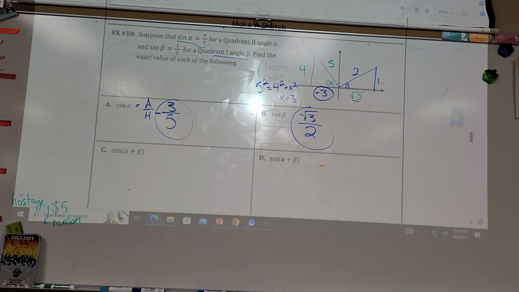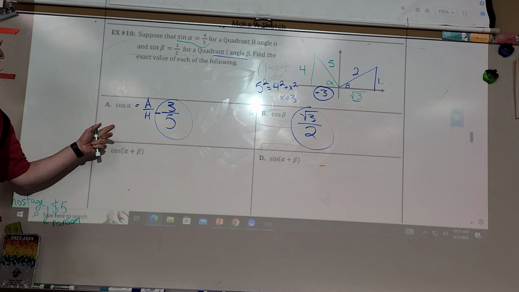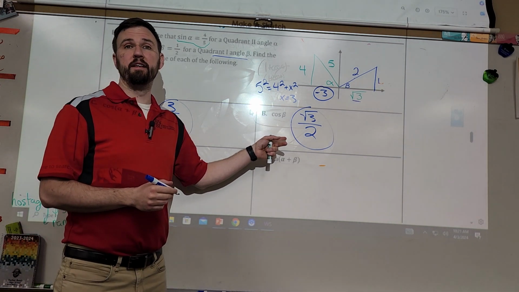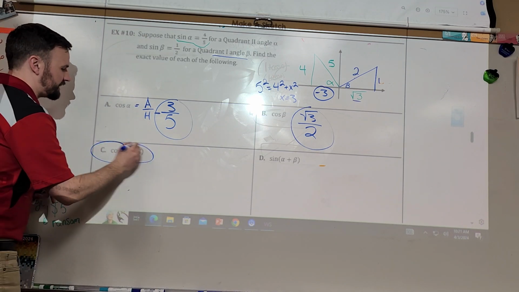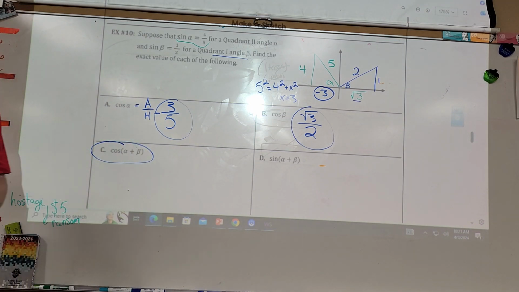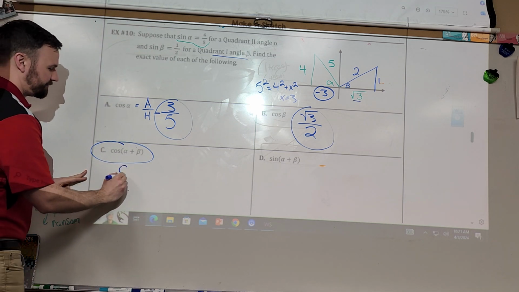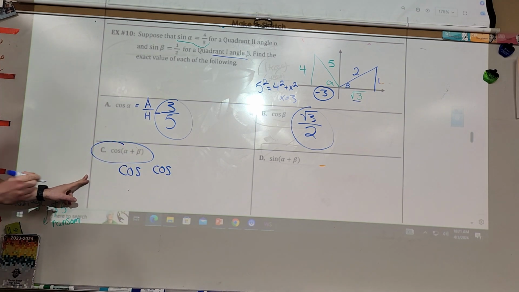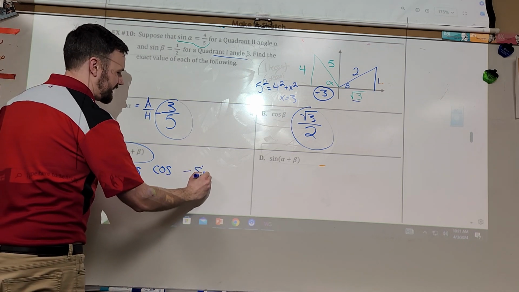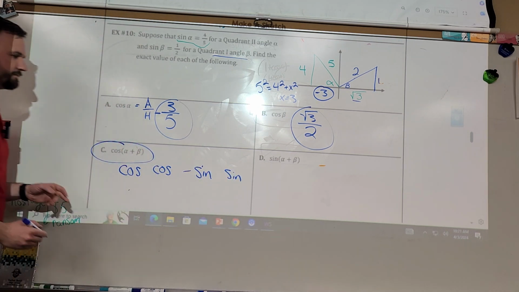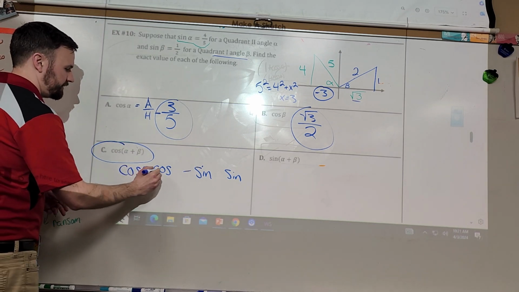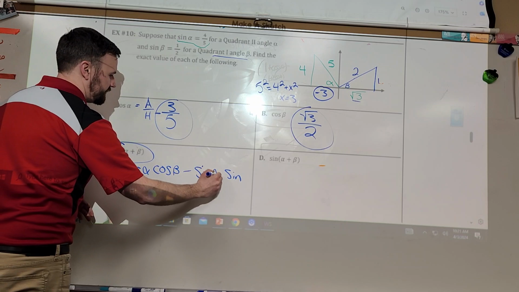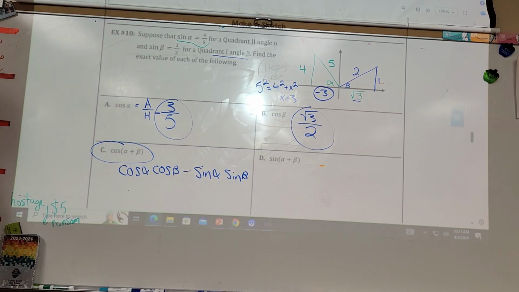Okay. So now think about this. I know what cosine of alpha is. I know what sine of alpha is. I know what cosine of beta is. I know what sine of beta is. Can I find cosine of alpha plus beta? Let's see if I can do this from memory. I won't even look at the book. So for cosine, do I keep the sign or flip the sign? Flip the sign. And then sine, right? So it'd be cosine of alpha, cosine of beta, minus sine of alpha, sine of beta, right?